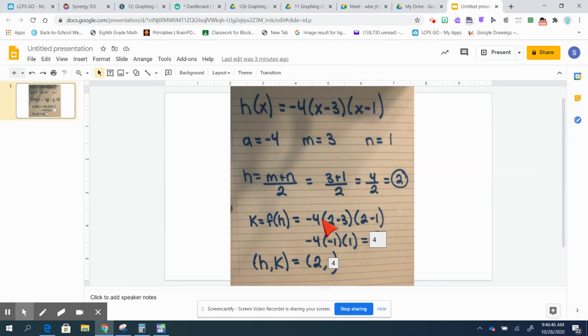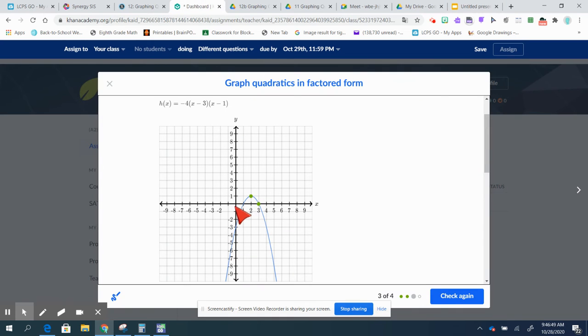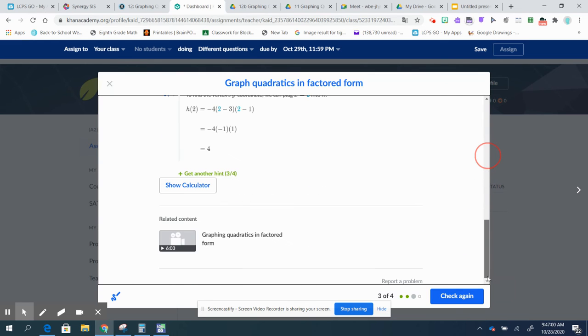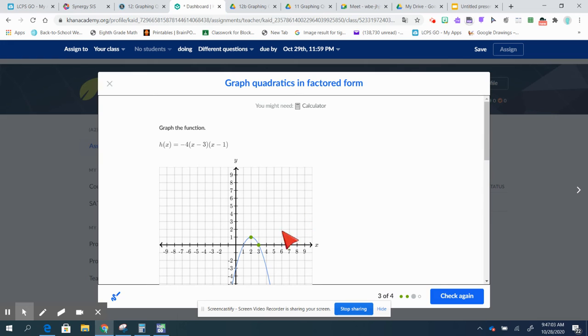So now we're going to go to our graph, and we're going to go over 2 and up 4. So let me move it. I don't know why it's not letting me move my vertex. There we go. Originally it was right here at the origin, so we went to the right 2 and up 4, and that makes sense that it's facing down because our a is negative.